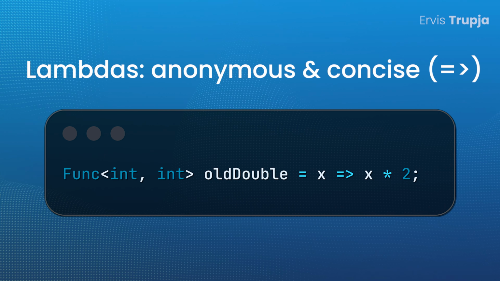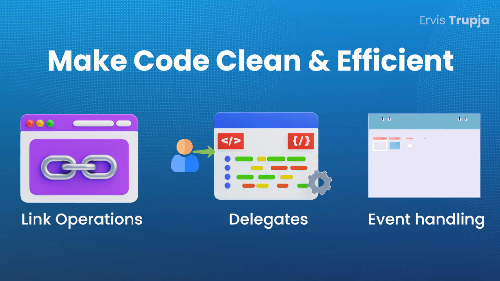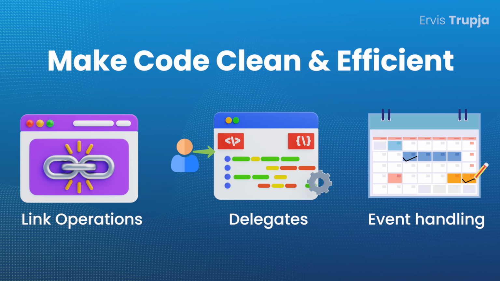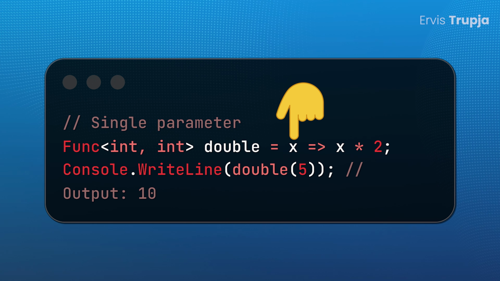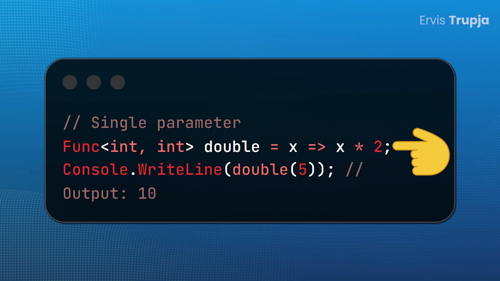Lambda expressions are concise, anonymous functions using the arrow syntax. They are perfect for LINQ operations, delegates, and event handling, making your code cleaner than the other options. For a single parameter, you just write the parameter name, then =>, and the operation without using parentheses.